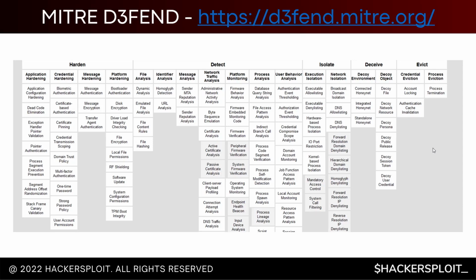So you can see it's broken up into the following sections. You have harden, detect, isolate, deceive, and evict. We'll be using this as a guideline. And as you can see under detect, this is where we're going to be starting off with network traffic analysis. The objective of this video is to introduce network traffic analysis with Wireshark and showcase a few exercises on how that will help you understand how to detect malicious or suspicious network activity that has been captured in a PCAP file.